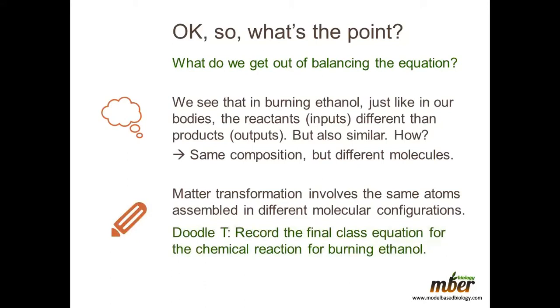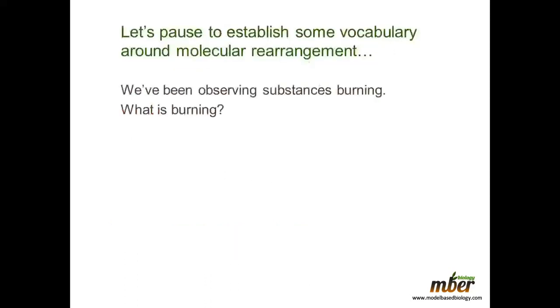All right, in Doodle T, you're going to record your final equation, your group equation for the chemical reaction for burning ethanol. So it should be fully balanced. We should have that figured out. I can help you figure it out as needed, but you're going to record that in there for Doodle T, balanced equation. All right, and then let's pause for a second to look at some vocabulary around the molecular rearrangement.